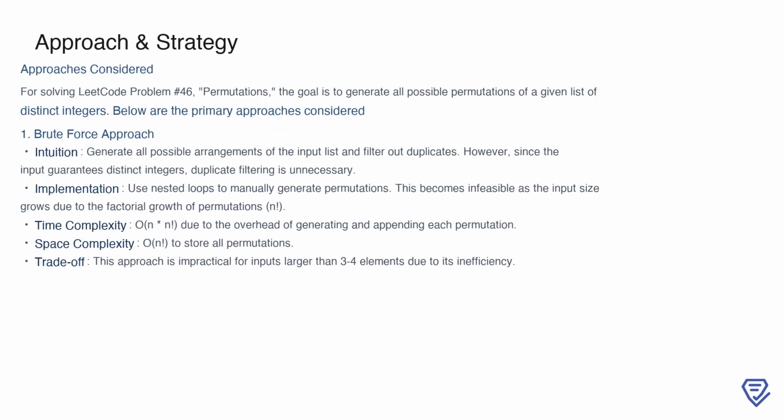To solve the problem of generating all possible permutations of a list of distinct integers, we first considered a brute force approach. The idea here is to generate all possible arrangements of the input list and then filter out duplicates. However, since the problem guarantees that the input integers are distinct, this filtering step is unnecessary. Implementing this with nested loops, while straightforward, quickly becomes impractical due to the factorial growth in the number of permutations as the input size increases.